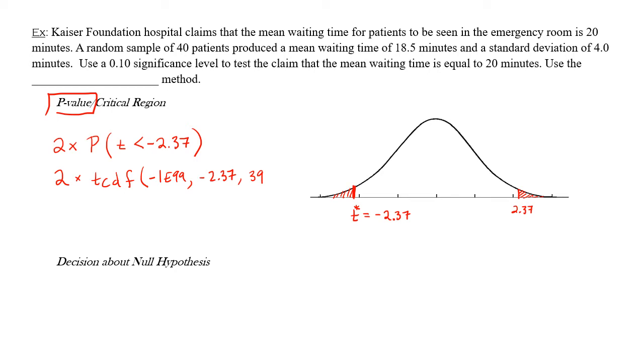Okay, and don't forget to multiply by 2, so I get something around 0.0228. And what does that tell us? In this case, our significance level was 0.10, and we got something definitely less than 0.10. So the p-value in this case is definitely less than alpha. So what are we doing? We're going to reject the null hypothesis.